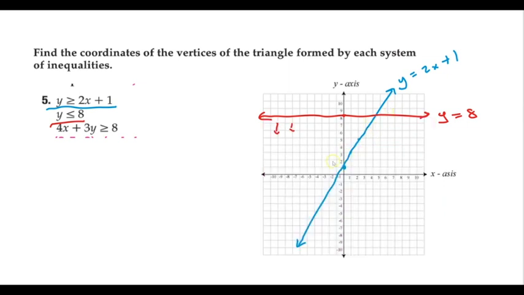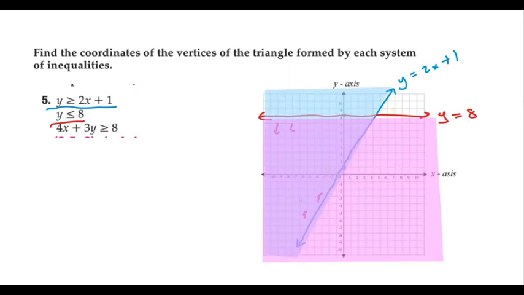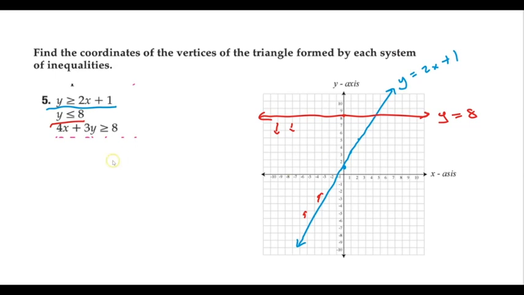And then this one is greater than. Yeah, I'm above this one. So I mean here somewhere. And the bottom one here, 4x plus 3y is greater than or equal to 8. So this one I got to put in the proper notation. I got to get y by itself. So y equals mx plus b form.